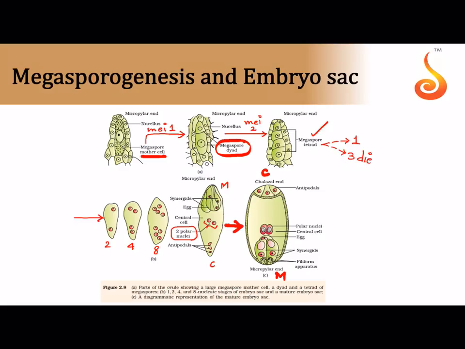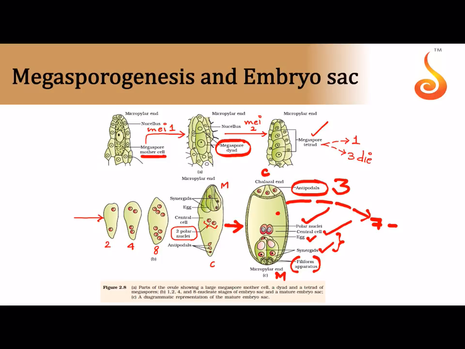Okay, you can draw it however you want, but don't get confused about which is the chalazal end and which is the micropylar end. In the chalazal end, you can see antipodals, 3 antipodals. The largest cell is called the central cell. It has 2 polar nuclei. Now see how the egg is peeping out, and then these are the 2 synergids. Together they become the egg apparatus. And I told you that there are cell wall foldings in the synergid, which is called the filiform apparatus. So this is how a typical embryo sac looks.